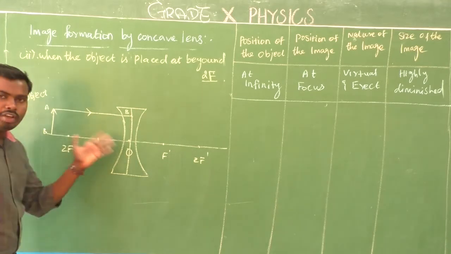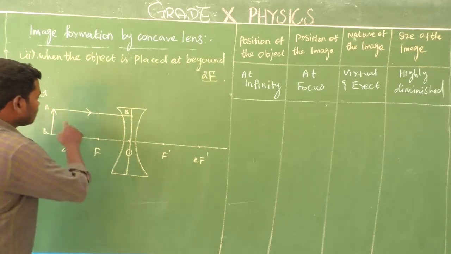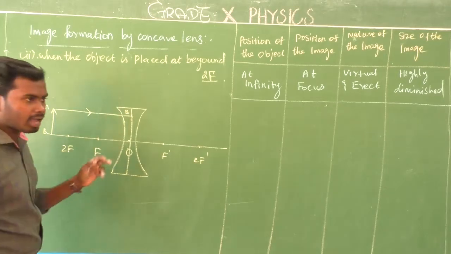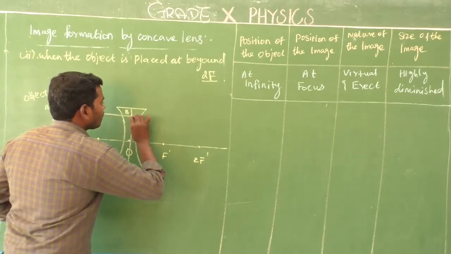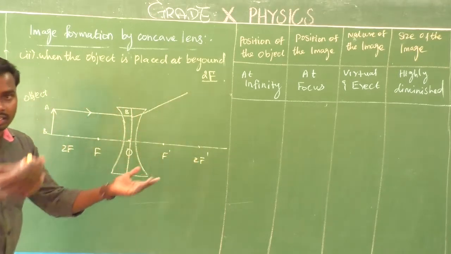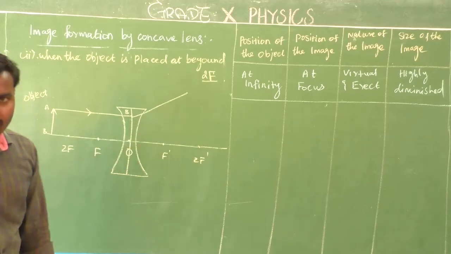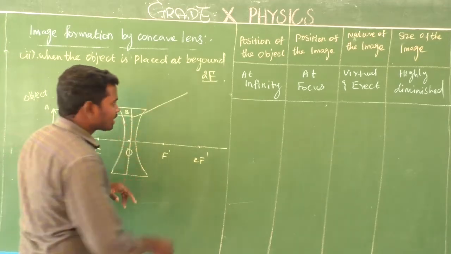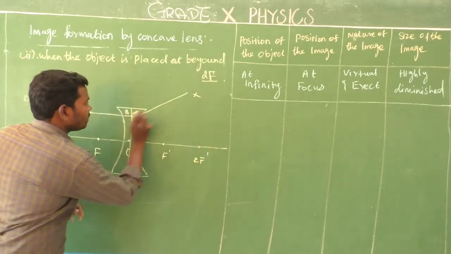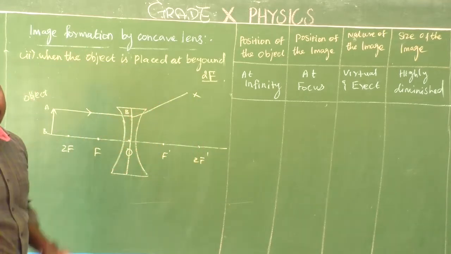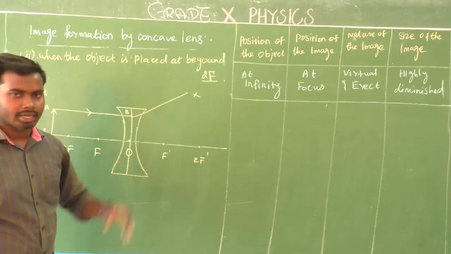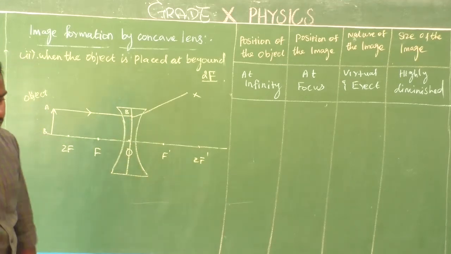Now we can use that one. So this ray of light falls on the concave lens, and refraction takes place. Due to refraction, the ray of light diverges. After refraction, the ray of light direction becomes Bx. That is diverging. It's very simple.